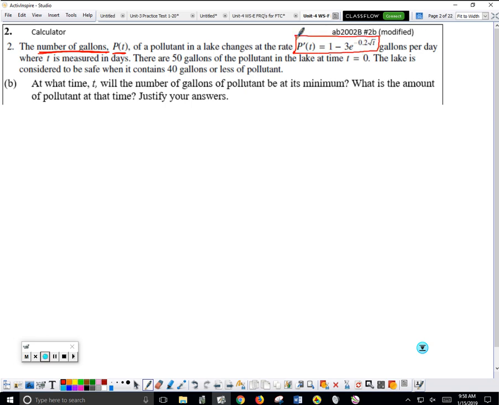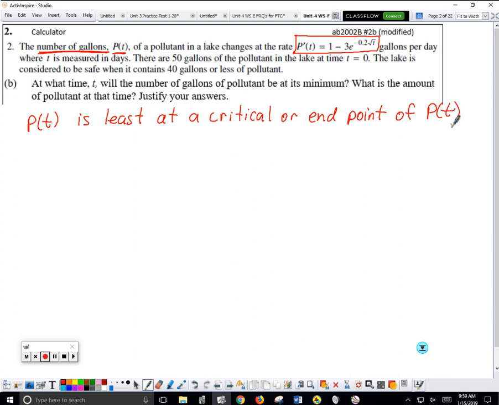So we can just say, let's see, they want to know at what time the number of gallons will be least. So the number of gallons is P of T. So P of T is least at a critical or end point of P. Don't put P prime. That statement has nothing to do with P prime.